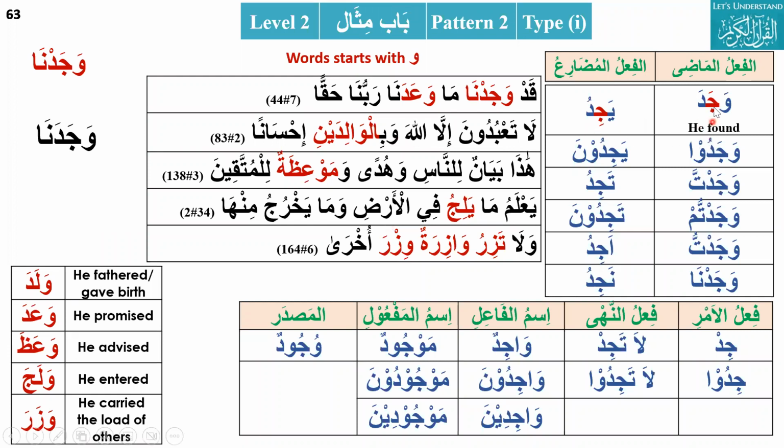What is the pattern? If you look at the second letter, Jim, it has Zabar or Fatha, and the same letter in Mudare has Kasra. So Fatha Kasra. Wajada Yajidu. Wajada means he found. Let's do it. So I would ask Burak. Yes, go ahead. Wajada. Start from that. Bab misal. Misal means? Similar, yeah. Case wajada two. Means he found. Case two. Wajada yajidu.